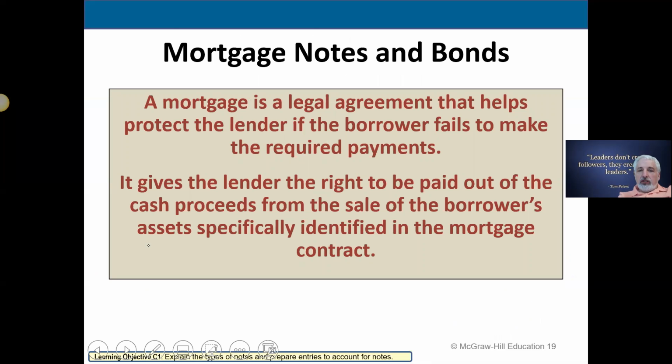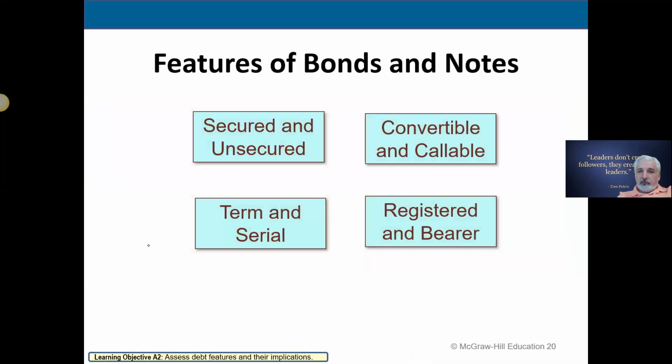And what's a mortgage note and bonds? A mortgage is a legal agreement to protect the lender if the borrower fails to make required payments. It basically gives a lender some assurance that if the borrower defaults, there's an underlying asset that they can take and convert. So a mortgage on a house, if you don't pay the mortgage, the bank gets the house, not you, usually. And we talked about a couple of features. Secured, unsecured, like a mortgage is secured, and a bond payable is typically unsecured. But convertible and callable is what I want to mention again.